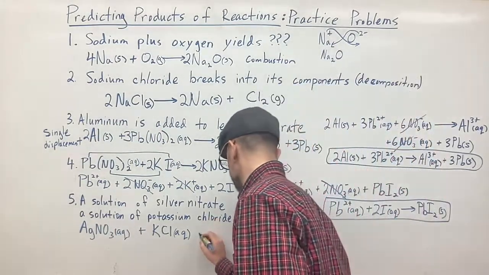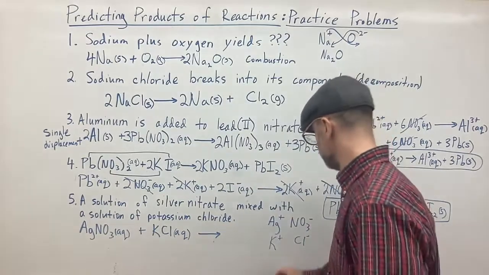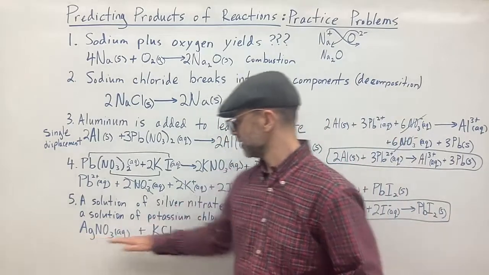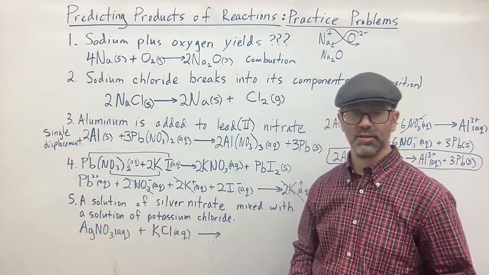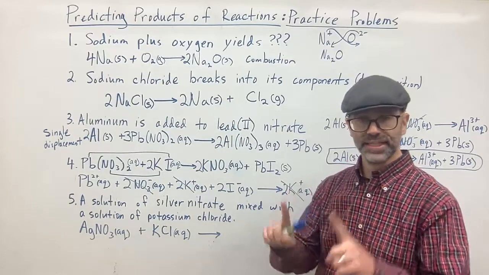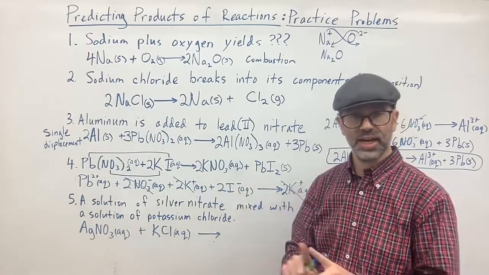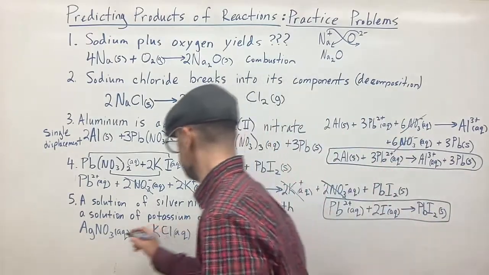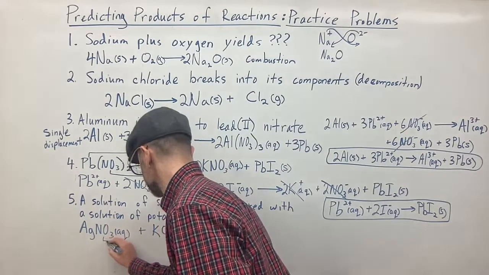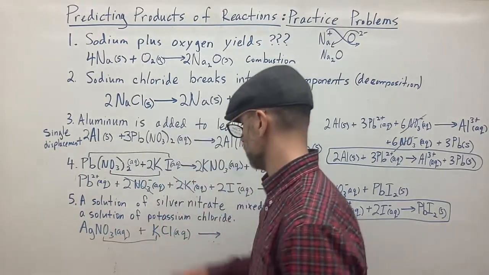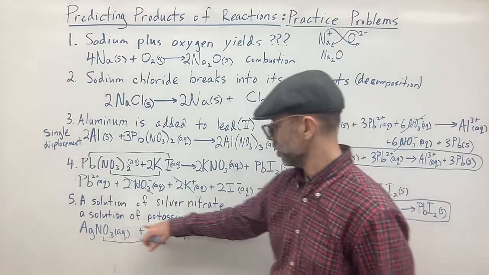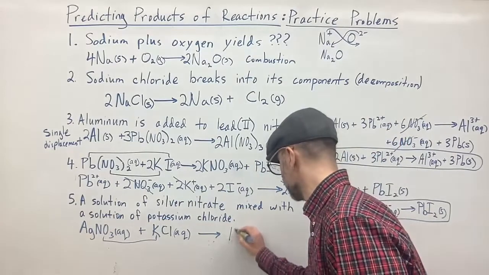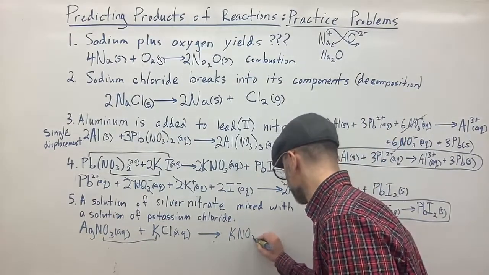And then these are going to form our products. Once again, we have two ionic substances. This is the hallmark of a double displacement reaction. The inside ions are going to go together, and the outside ions are going to go together. Here, the two inside ions are the nitrate and the potassium, so those are going to go together. Potassium is a +1, nitrate is a -1, so one each. KNO3 goes together.